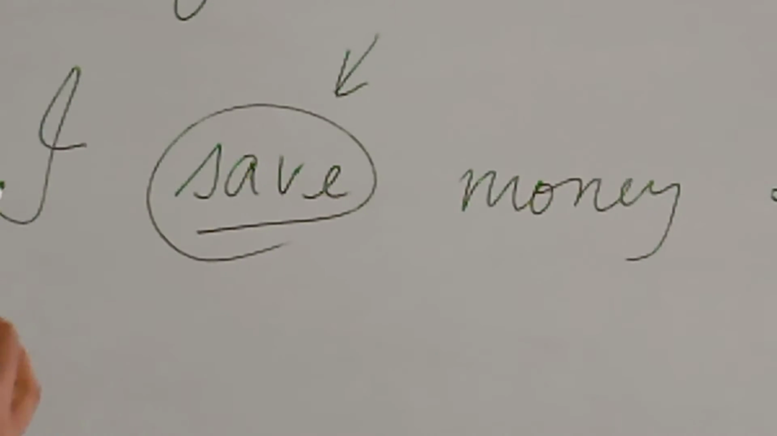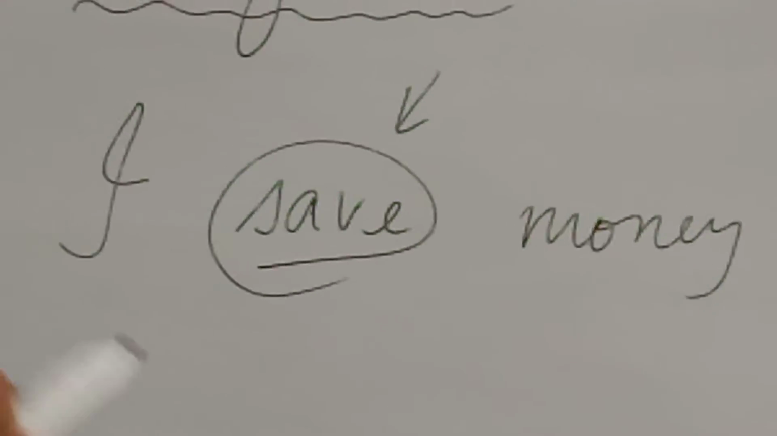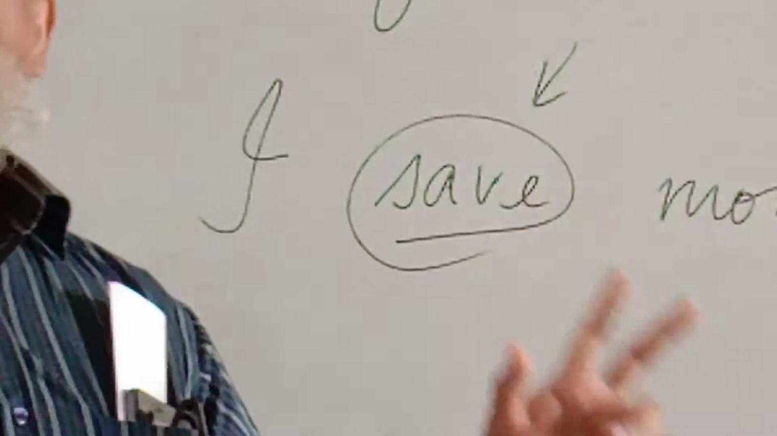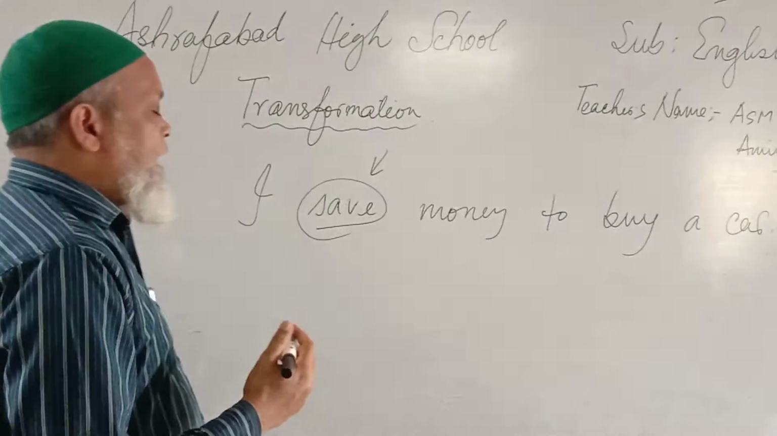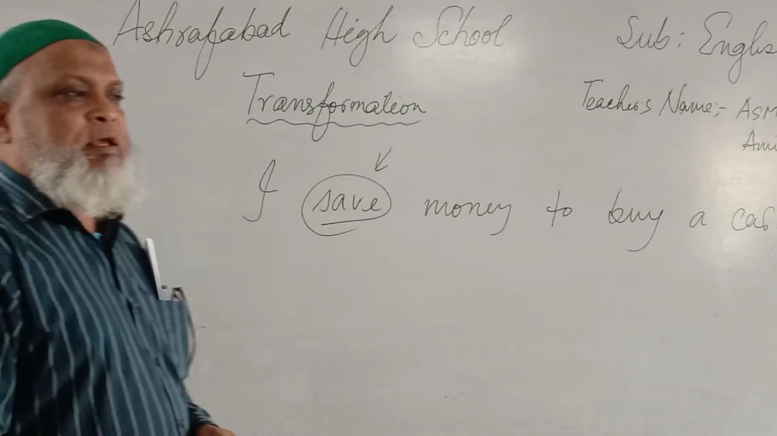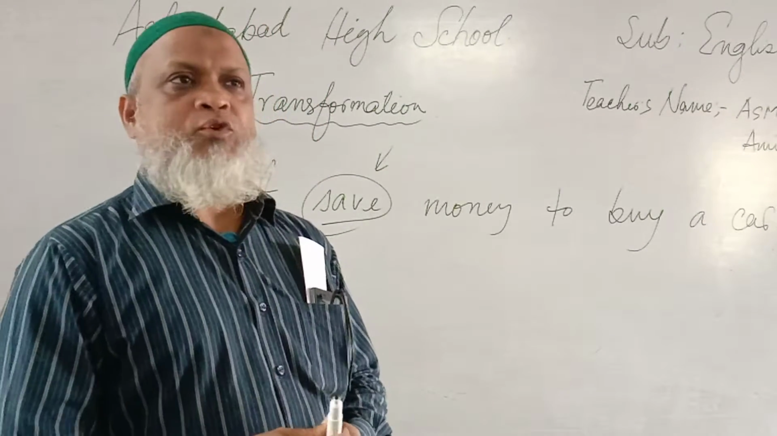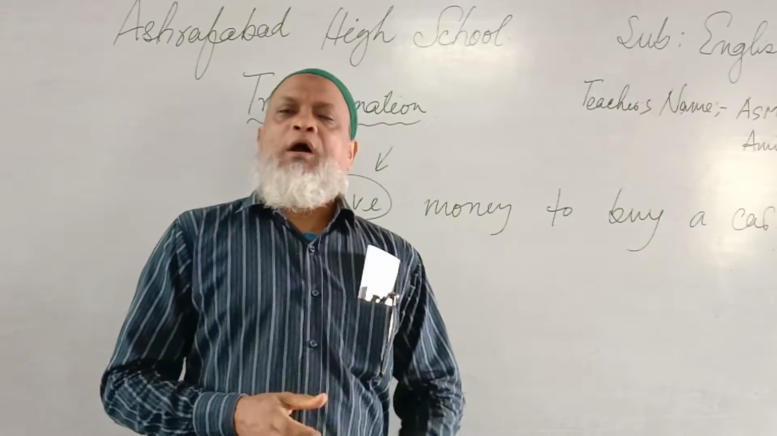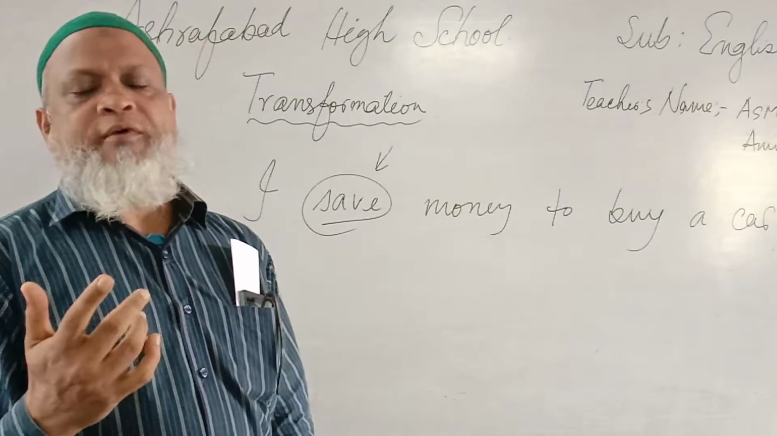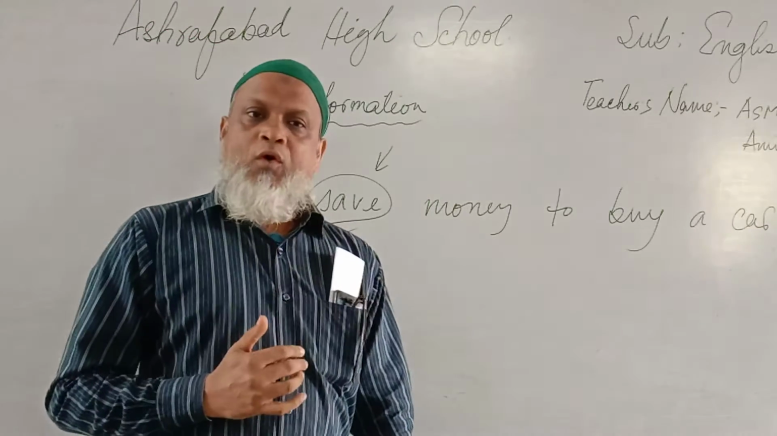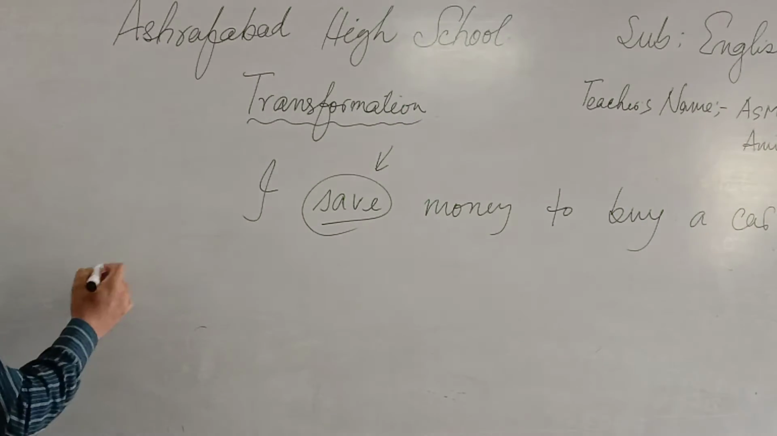And if you want to change it into complex, what should you use? You must use so that. And if you use so that, you have to follow some structure. After so that, you must use can before the finite verb. Can is an auxiliary verb you must use before the finite verb. See how it will be complex.